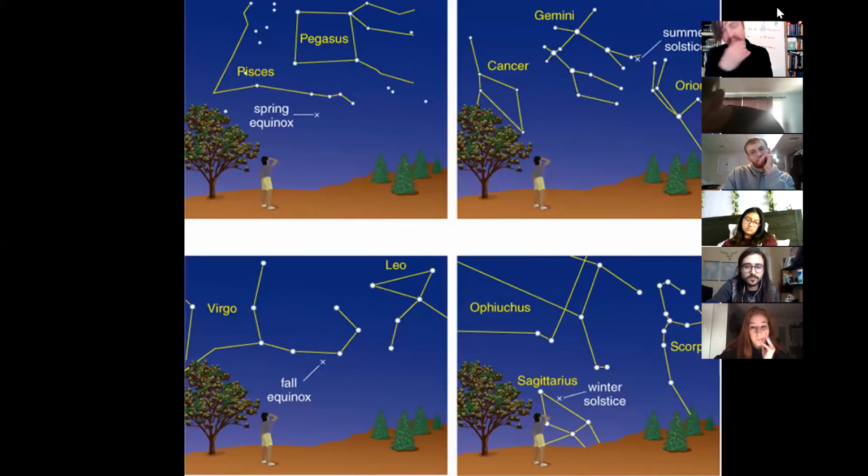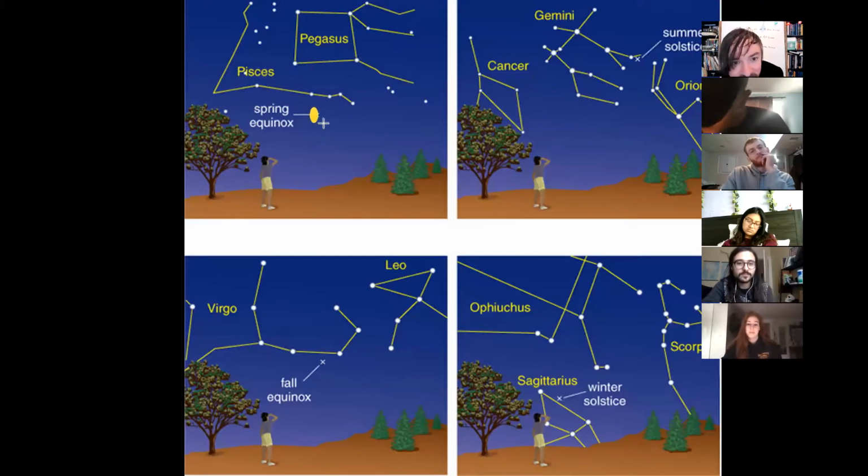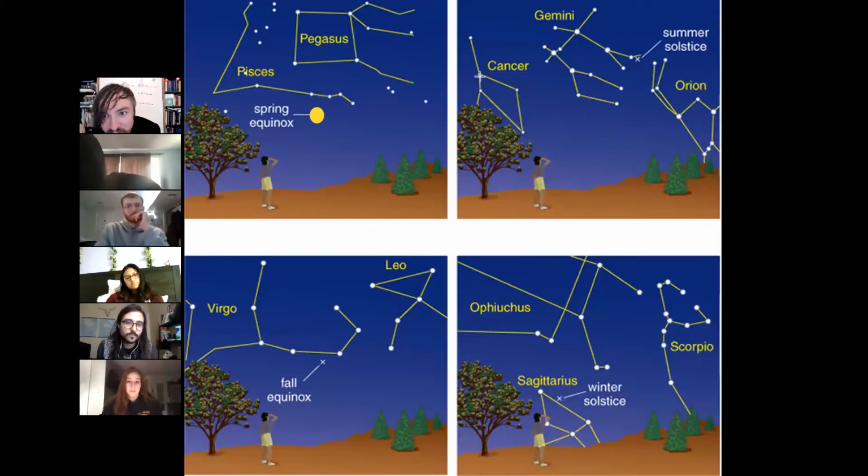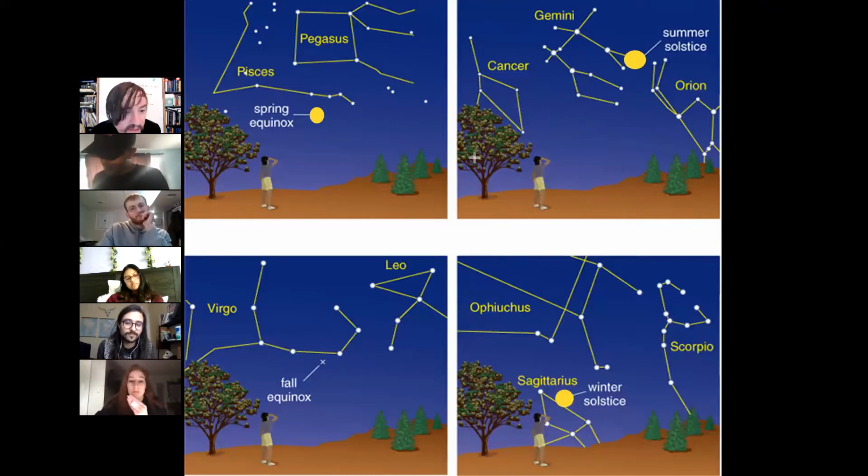Is it the sun? Yeah, guys, it's the sun, right? Let me tell you, that's where the sun's going to be on March 21st. And let me show you where the sun's going to be on June 21st. It's going to be in the foot of Gemini. And on December 21st, the sun will be in Sagittarius. That's what those points mean. They're telling you where the sun is on particular days of the year.